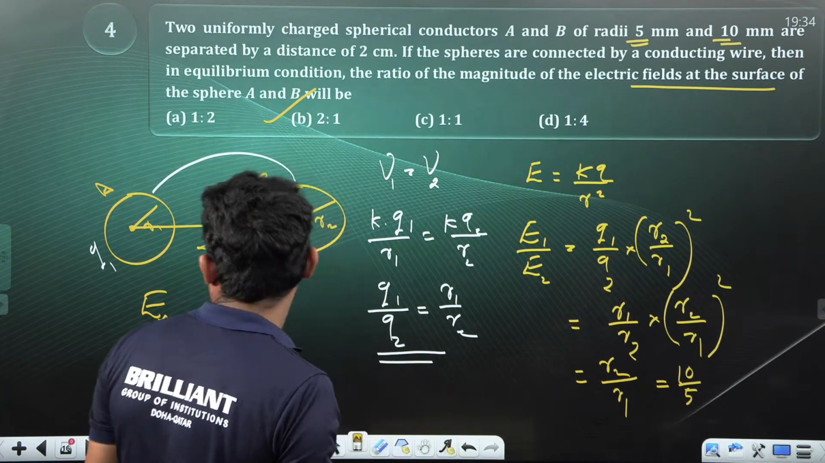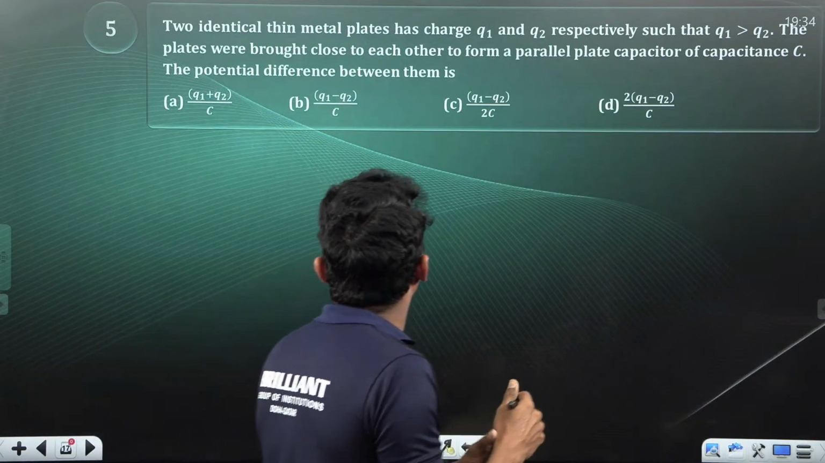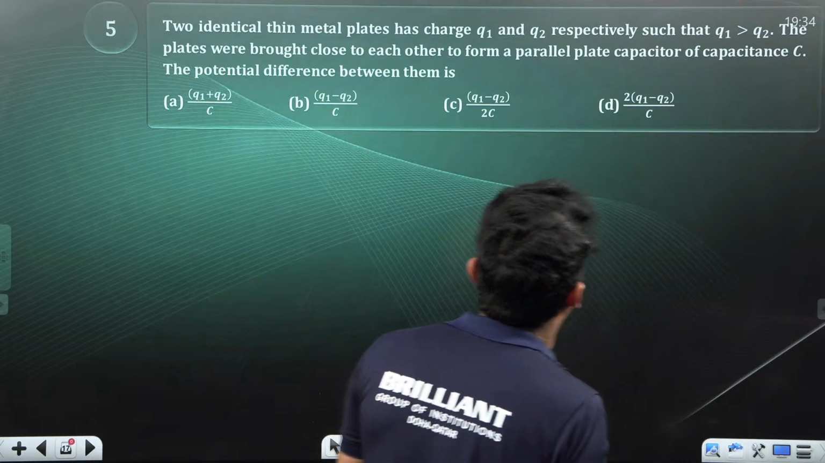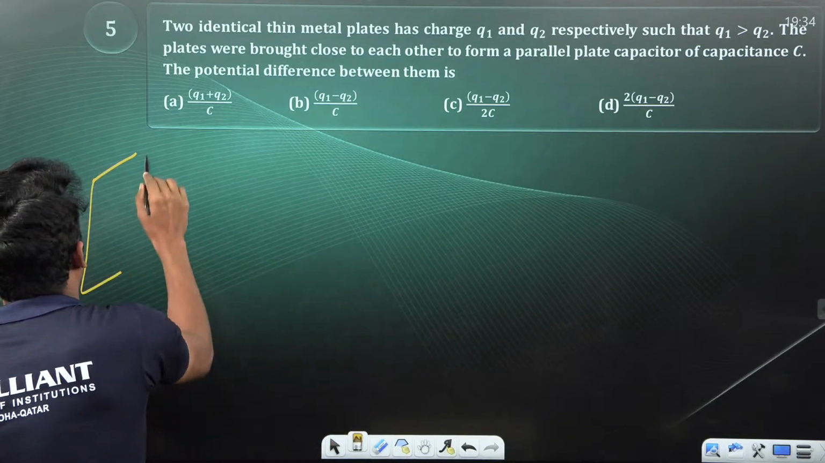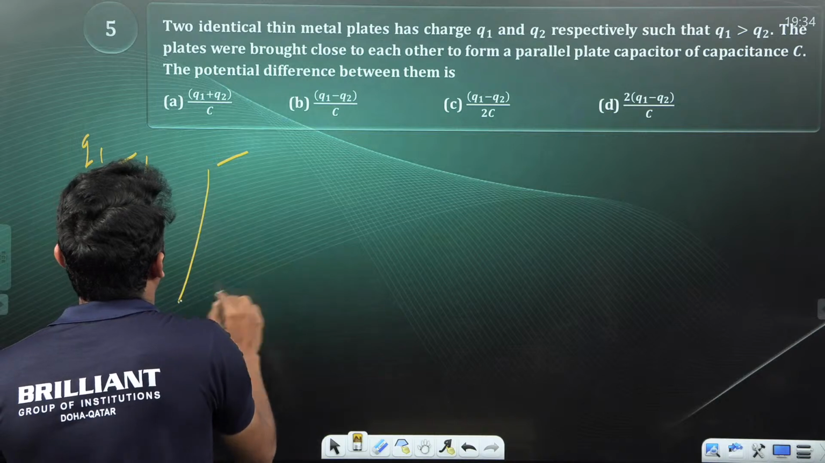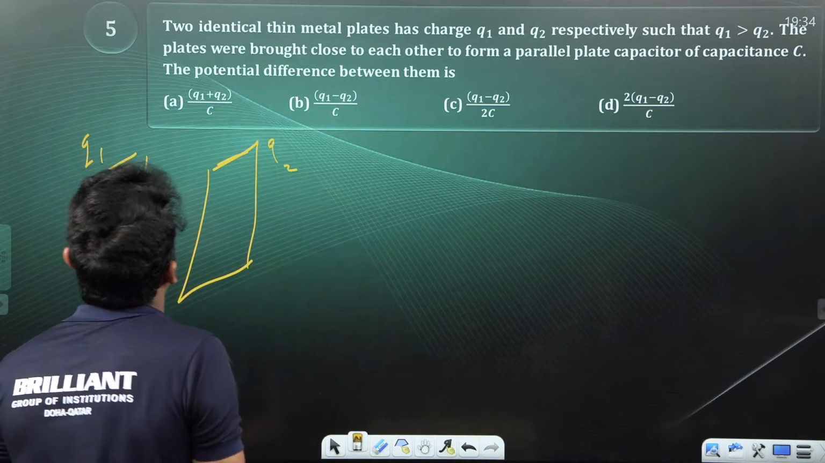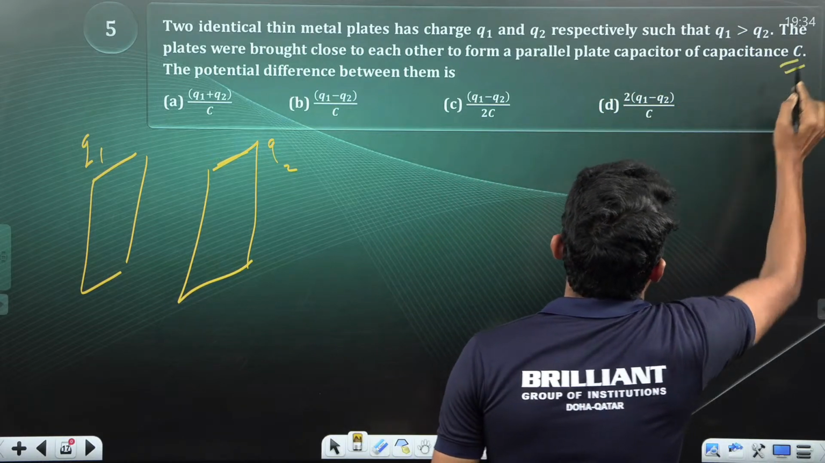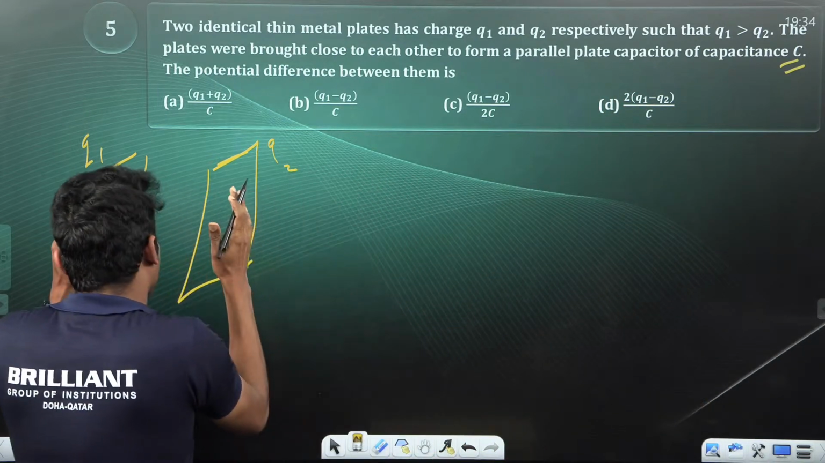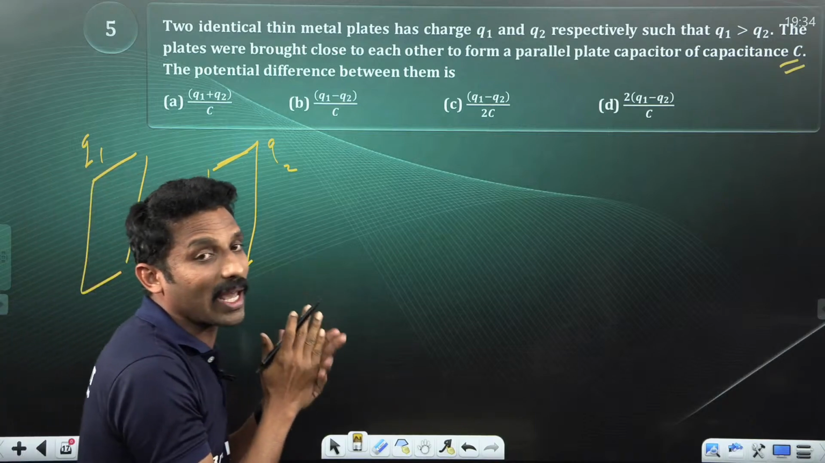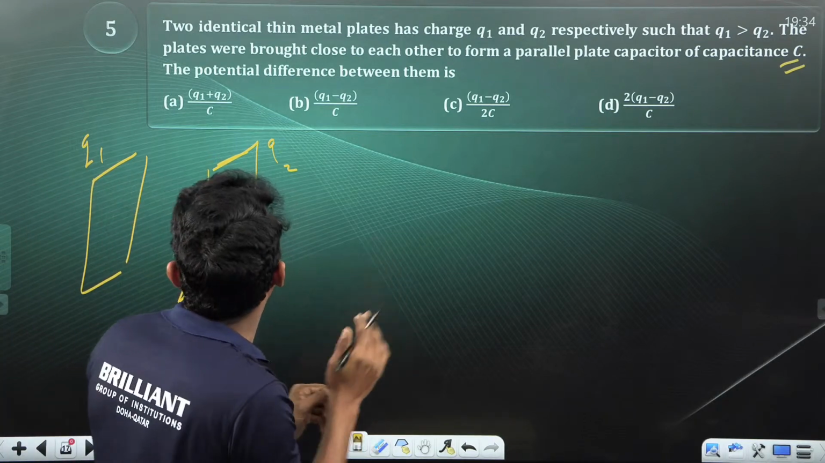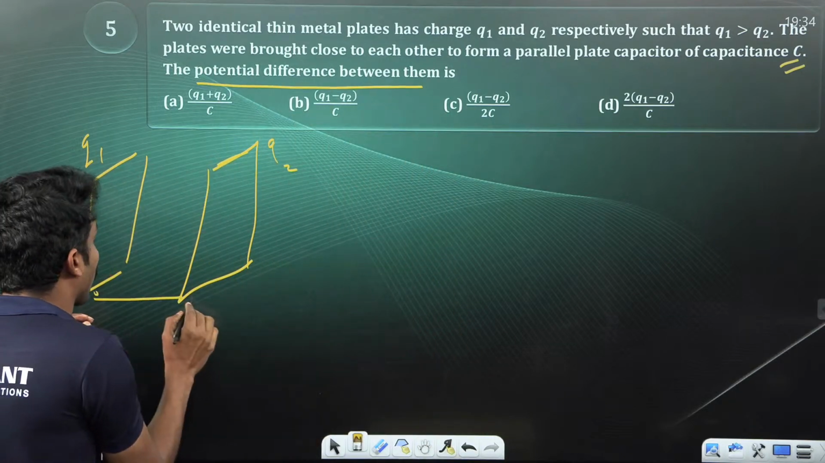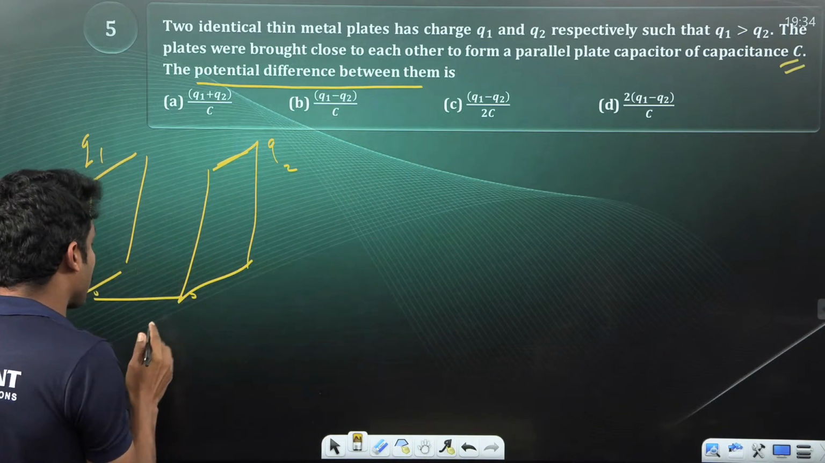Okay, it's very simple. Next one, the fifth one: two identical thin metal plates have charges Q1 and Q2 respectively such that Q1 is greater than Q2. One is having charge Q1 and the other is having charge Q2. They are brought close to each other to form a parallel plate capacitor of capacitance C. The potential difference between them is asked, that is, the potential difference of these two plates when they are brought very close.